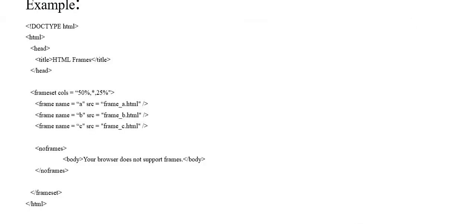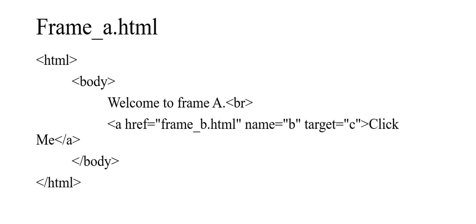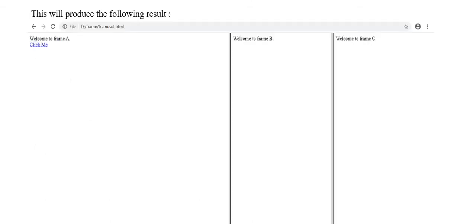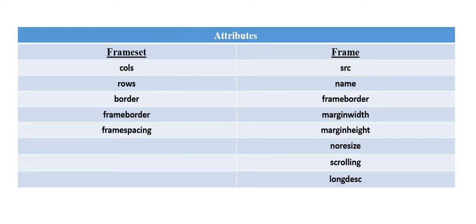Here you show that in frame a.html we just write a message and give one link and give the target. Then frame B is a simple "welcome to frame B" message, and frame C also has a message. So I show the output like this. Different attributes are used in the frame and frameset tags.